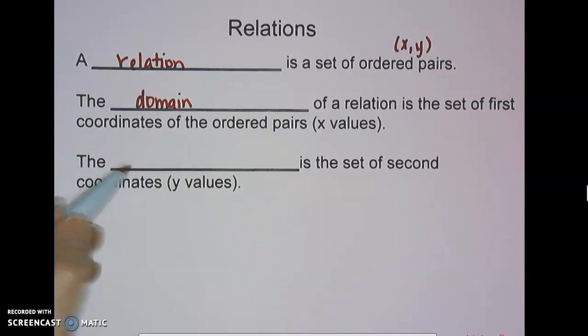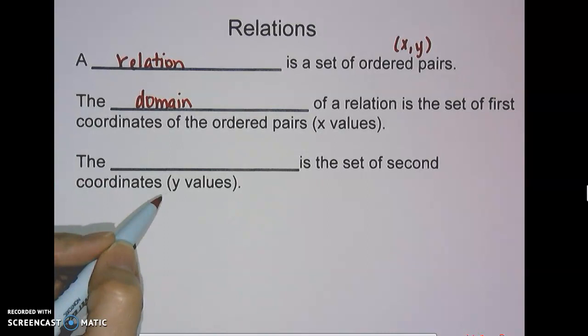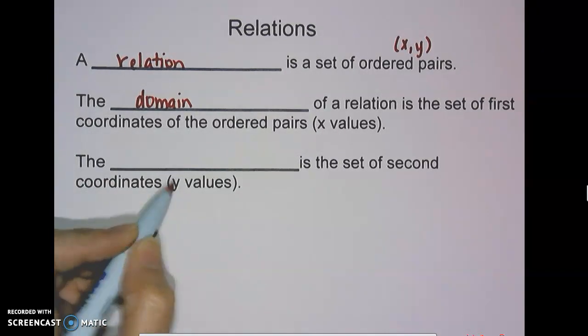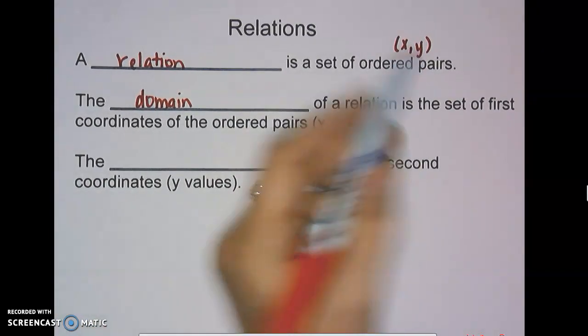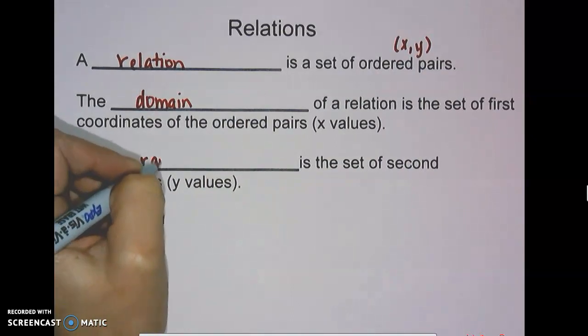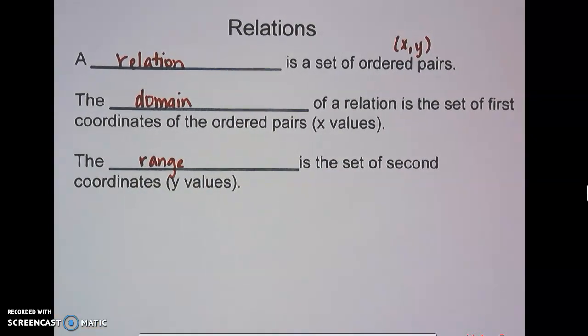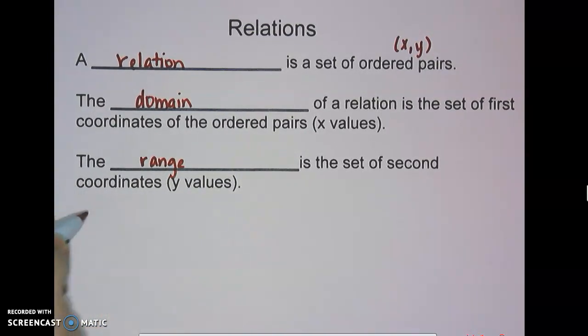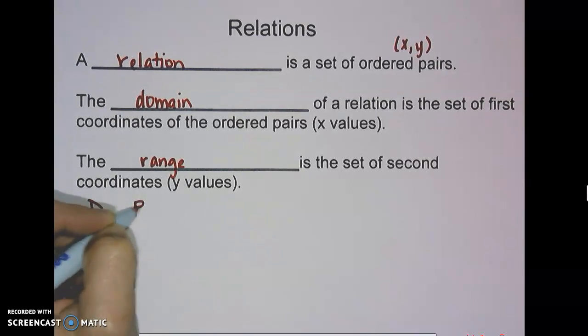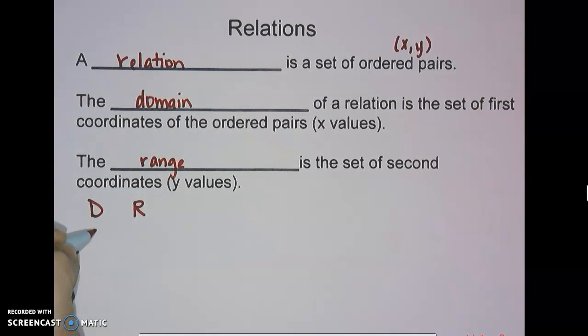That means that the range is the second set of coordinates. So that means the y values, if you're looking at this, all of the y values are going to be the range. Now, you have to keep track of which one's which. The way I do it is domain comes before range alphabetically. X comes before y alphabetically. So domain is the x's and range is the y's. They go alphabetical order. Okay?